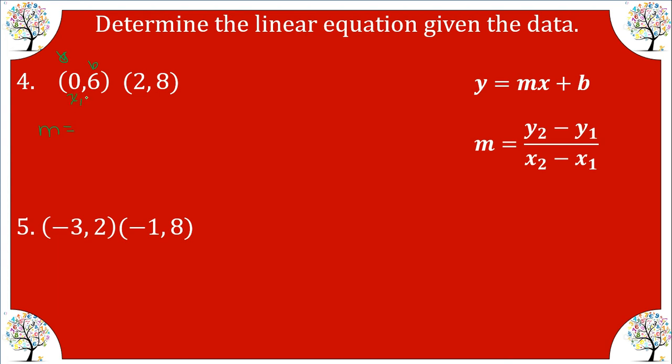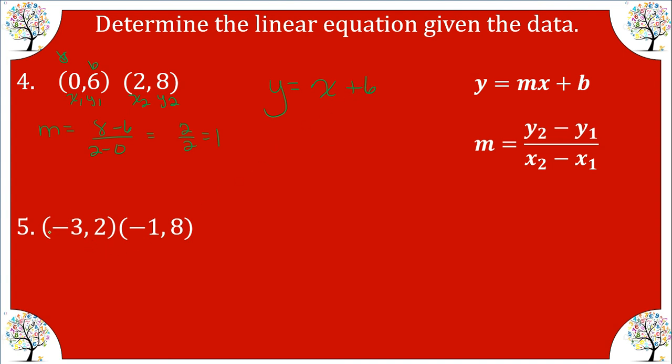So this is x1, y1, x2, y2. So we have 8 minus 6 over 2 minus 0. That gives us 2 over 2, which is 1. So m is 1 and b is 6. So altogether, y equals 1x plus 6.